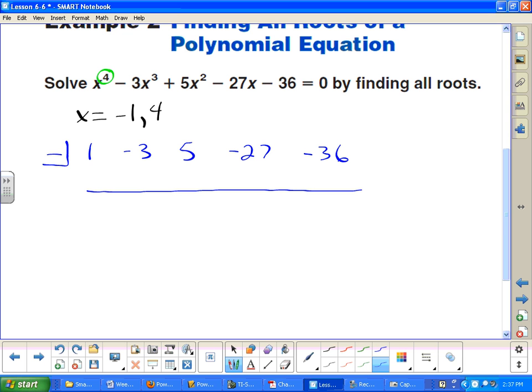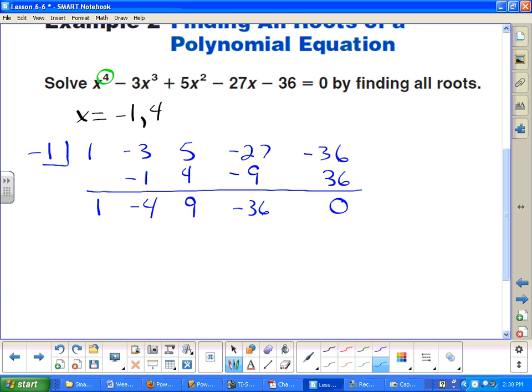I guess I need a 1 there, don't I? I got the negative. Negative 1, here we go. Okay? So we do the synthetic division, bring down our 1, multiply, we get negative 1. So negative 4. Multiply negative 1, negative 4, we get 4, so that gives us 9. Negative 1 times 9 is negative 9, so we get negative 36. Times negative 1 is 36. So we got 0 there like we were supposed to. Okay, using negative 1.